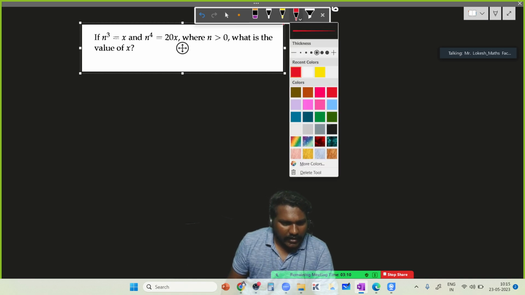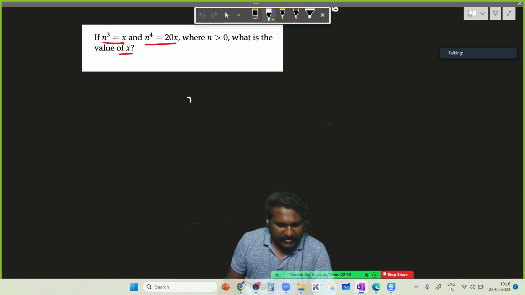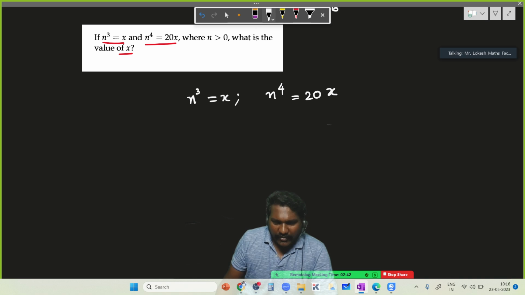Right. If n cube is equal to x and n power 4 is equal to 20x, then what is the value of x? So we have to find the value of x here. n cube is equal to x and n power 4 is equal to 20x. Now if you observe carefully, if you want to find x here, we got two equations.